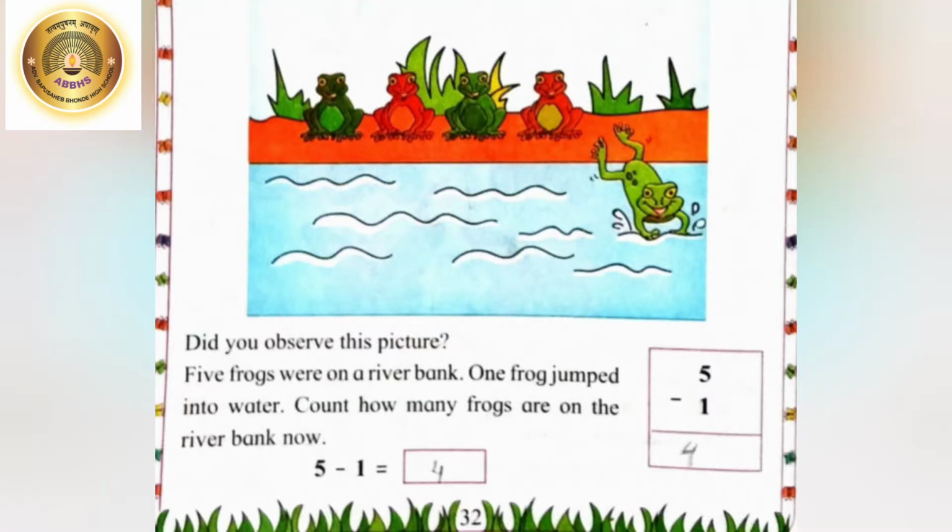5 frogs were on river bank. One frog jumped into water. Count how many frogs are on the river bank now. 1, 2, 3, 4, 5. Out of 5, 1 jumped. How many left? 1, 2, 3, 4. Right. Very good, all of you.